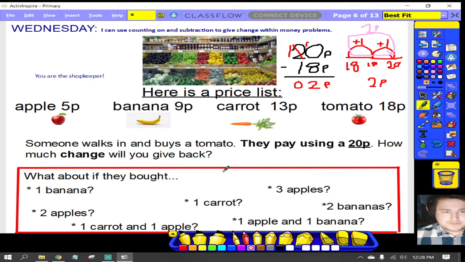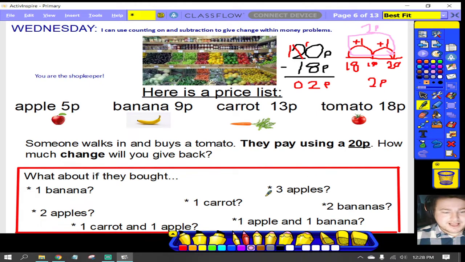So I'm going to leave you to the ones down here. What about if they bought 1 banana? Would subtraction be better for that? 1 carrot, 3 apples. You decide. Maybe try both and see which one was the most effective and the most efficient one to use. And I'll be back after this pause. So please pause now.